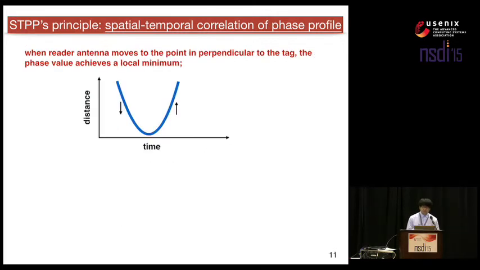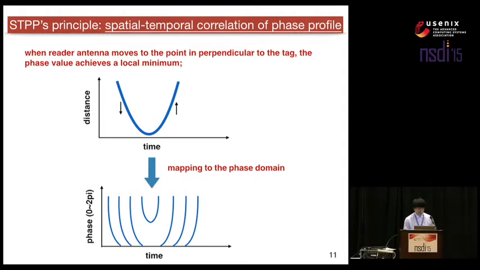During the antenna movement, the reader antenna will continuously interrogate this tag. So we will acquire a set of phase readings along the time domain. We term this set of phase readings the phase profile of this tag. The key here is that the phase profile essentially reflects the distance change between the reader and the tag. As this example shows, the phase profile changes continuously when the reader moves towards and then away from the tag. It achieves the local minimum when the reader antenna moves to the point that is perpendicular to this tag. For simplicity, we term this point the perpendicular point.